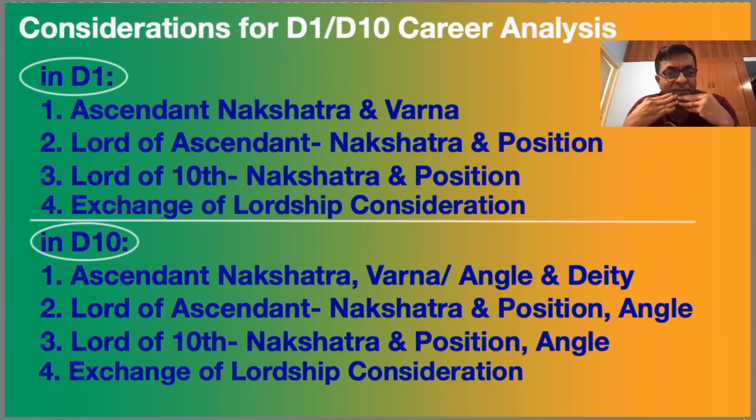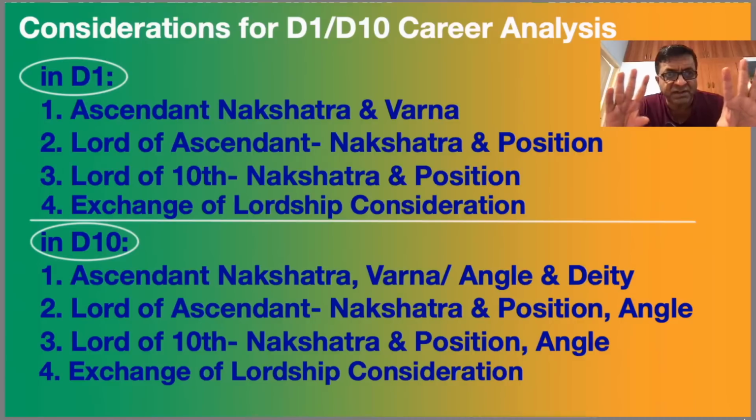You will see this. Number 3, lord of the 10th, nakshatra, position, and angle. You can see between the D1 and D10, the only difference is we have added the angle. Basically, everything else is the same. Exchange of lordship consideration, if at all there is any exchange of lordship going on in the D10 chart as well. Okay, there we go.